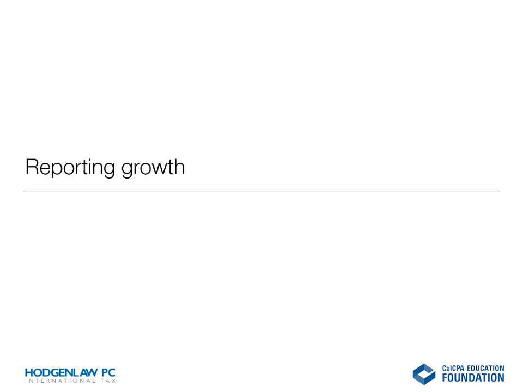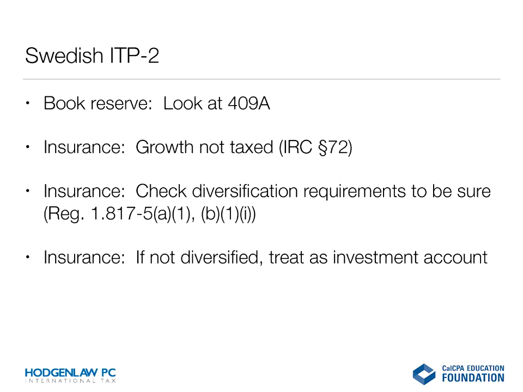Okay then. Now, let's look at growth. These plans will earn income, interest, dividends, gains, or other types of return on investment. So if the pension earns income, what about the employee? For the Swedish ITP2, if you have a book reserve method, you look at the rules for deferred compensation under 409A. And again, I'm not going to talk about that.